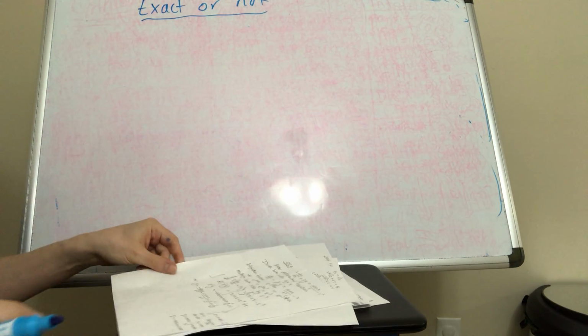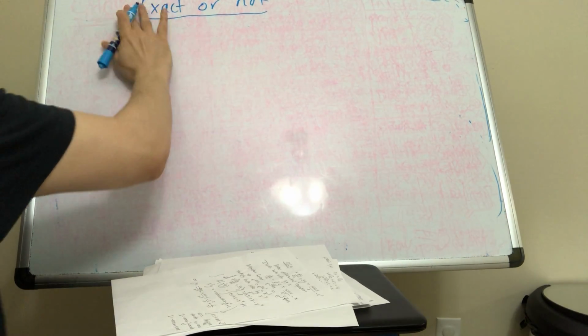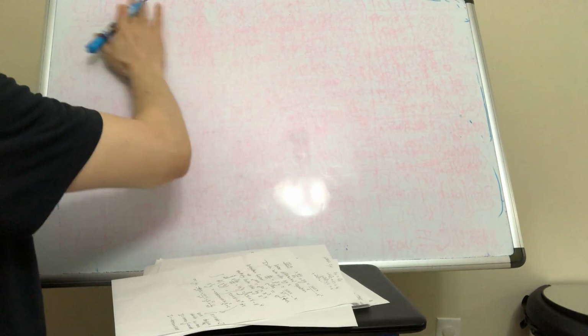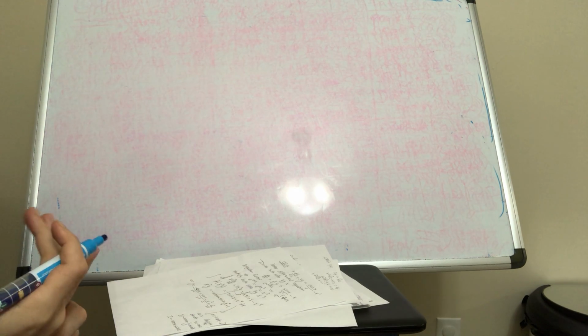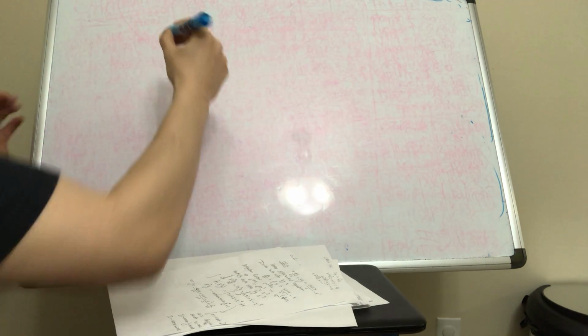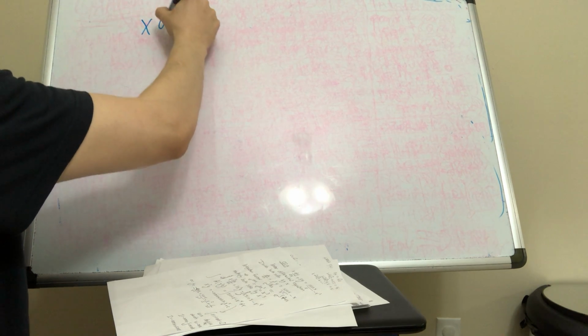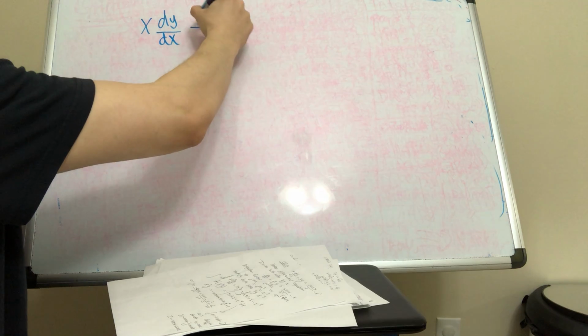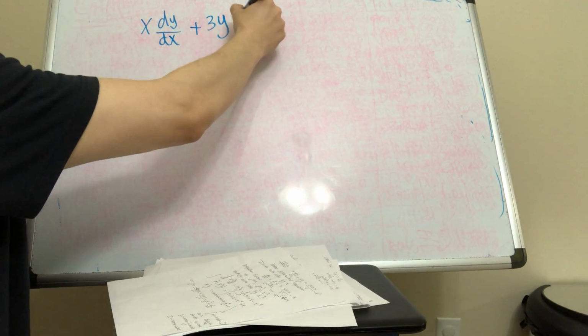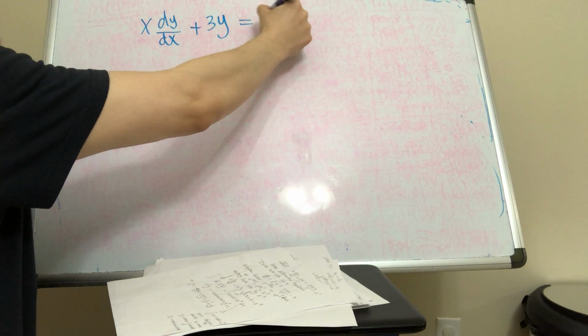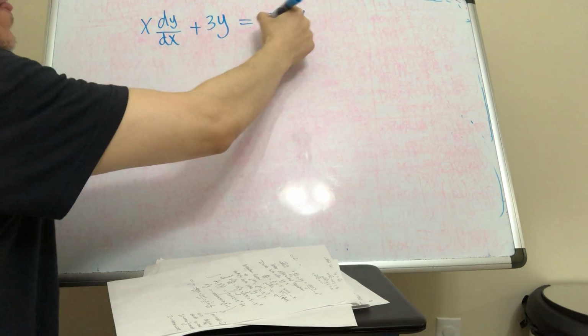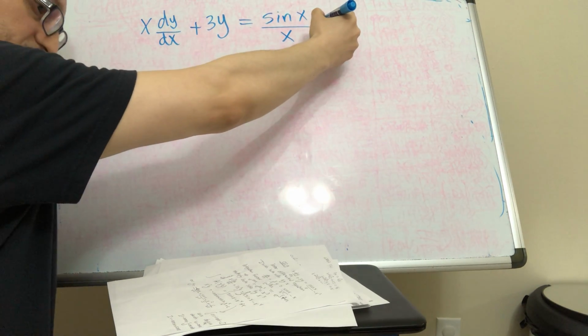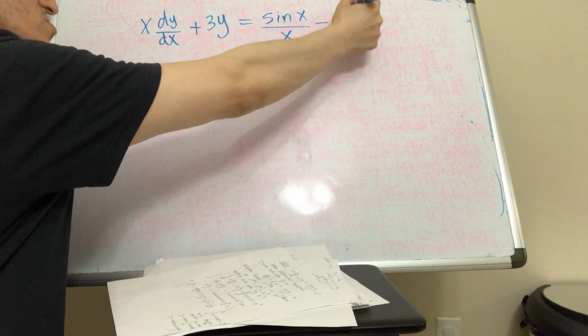Question 2a is determine what type of differential equation this is and solve using the corresponding method. So you have x dy over dx, you have 3y, and you have sine x over x minus x squared.